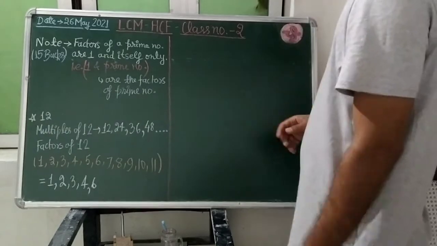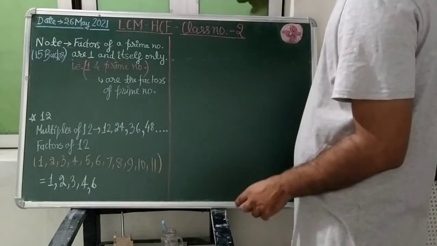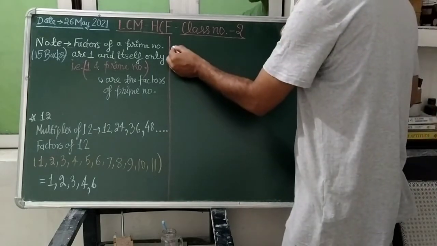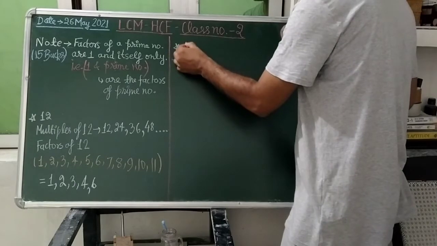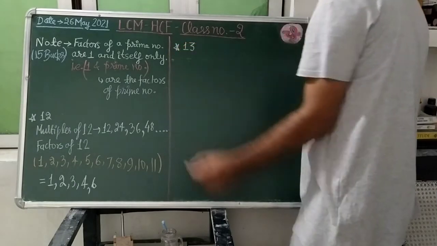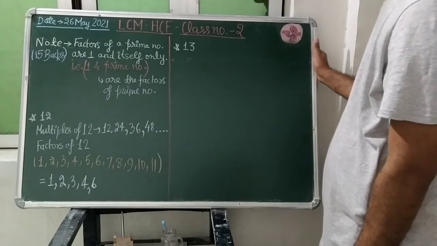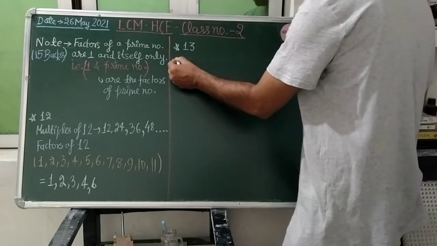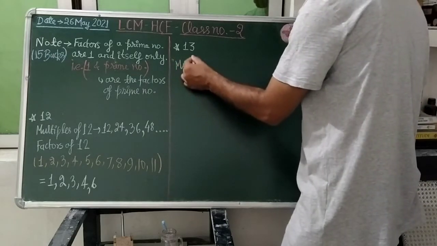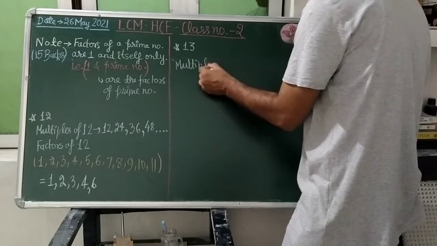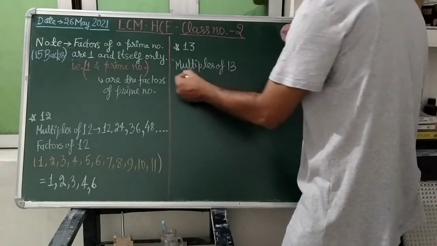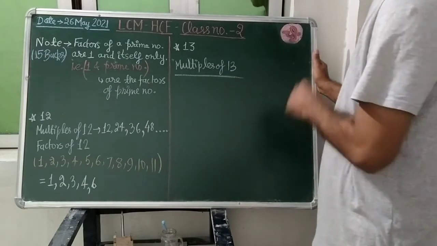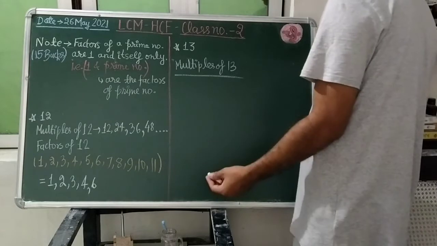So students, we have seen what will be the multiples and factors of 12. Suppose, students, we are talking about 13. To find out the multiples of 13, what will we do, students? We will read out the table of 13.